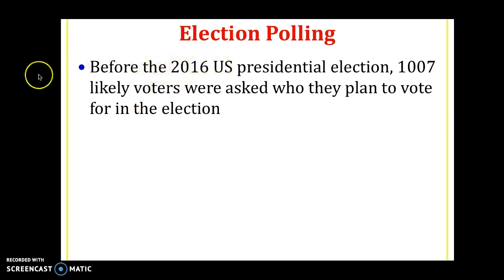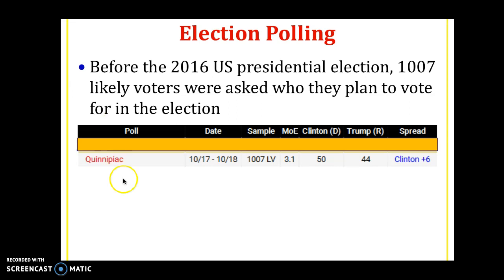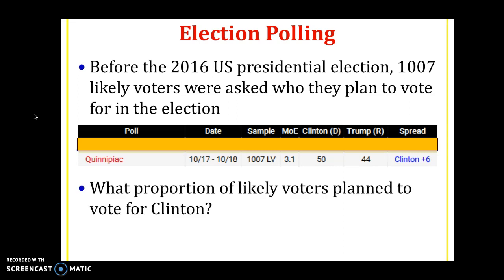So we were talking about election polling. In the last presidential election, 2016, there was a poll of 1,007 likely voters who were asked who they planned to vote for in the election. This is a Quinnipiac poll. And if you look over here, 50% of these voters said they were likely to vote for Hillary Clinton in the election. So we get a p-hat of 0.50. This was done, I think, a couple months before the election.